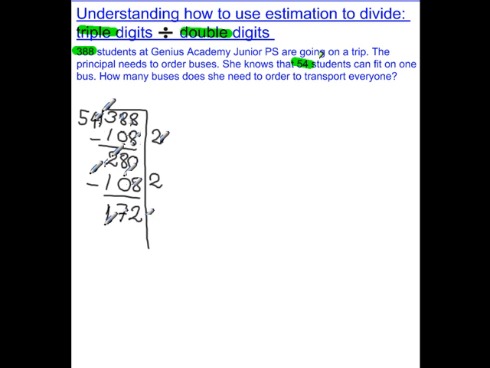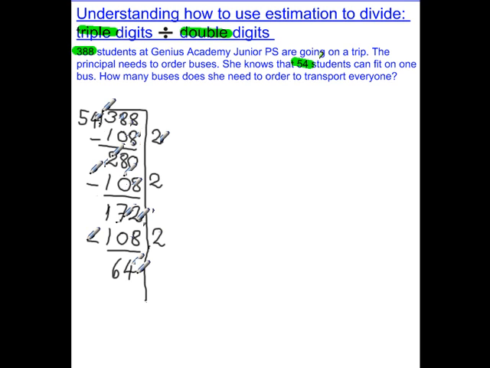Now we're down to 172 students. We can still fit 108 into 172, so let's do it again. So 2 more buses is another 108 students that we can take out of the equation. So 172 minus 108 is 64.